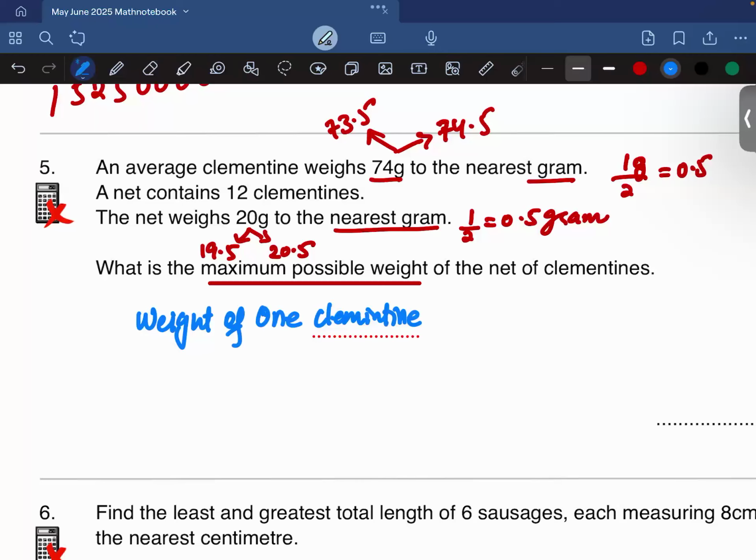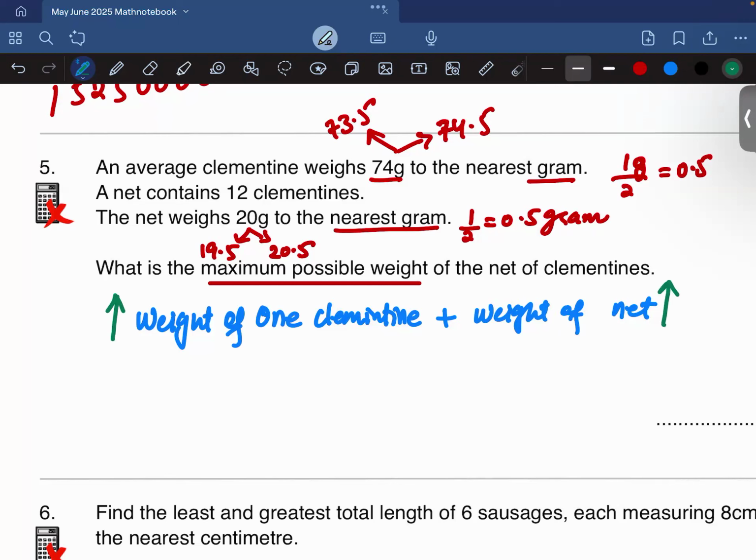Weight of one clementine plus weight of the net. The examiner is asking what is the maximum possible weight of the net of clementines. Agree? Now remember one thing: for the weight of one clementine, I have to take the upper bound, and for the weight of the net as well.